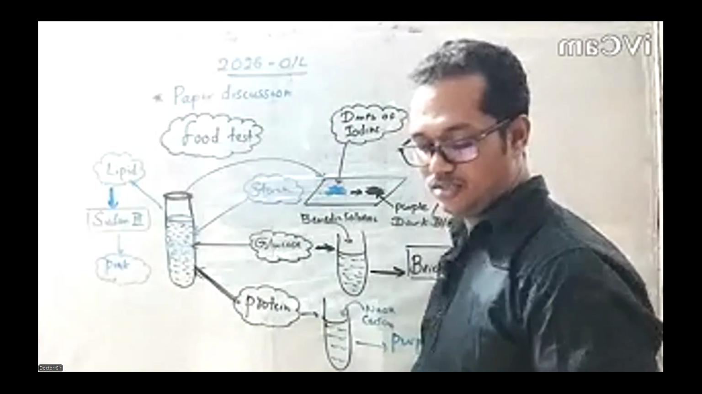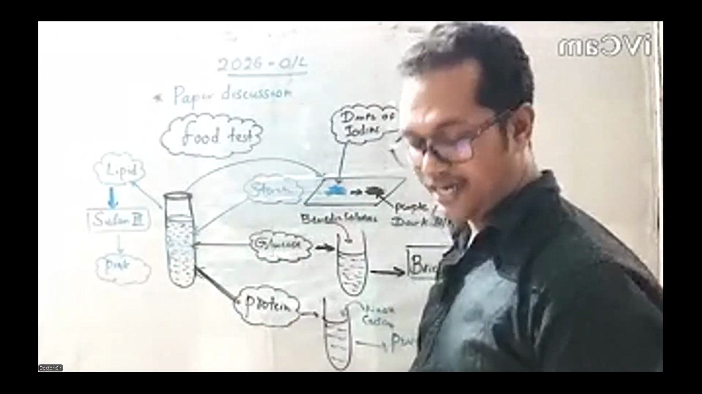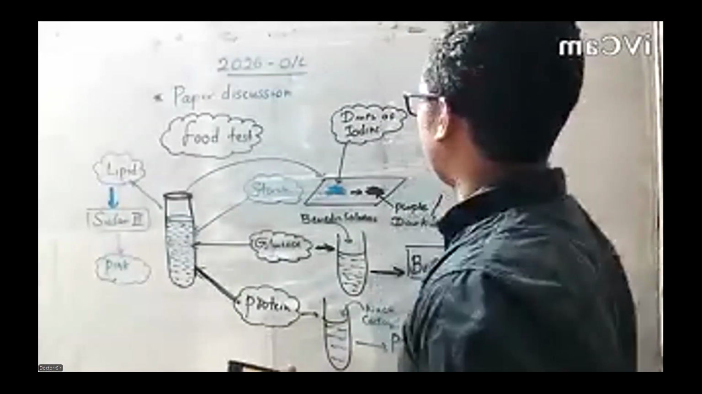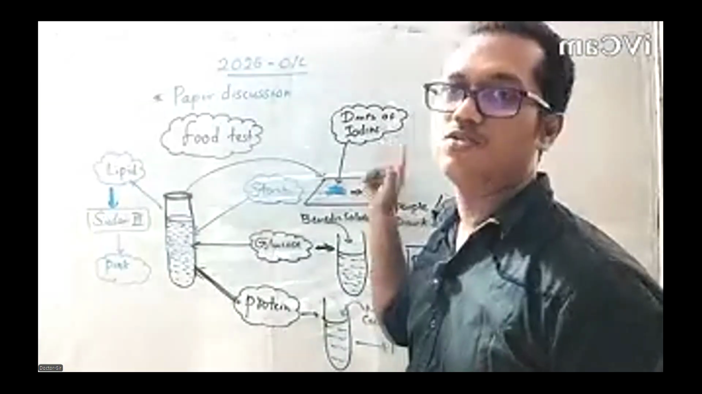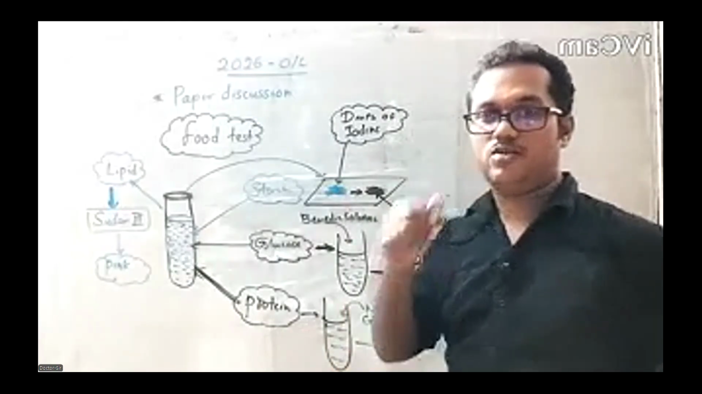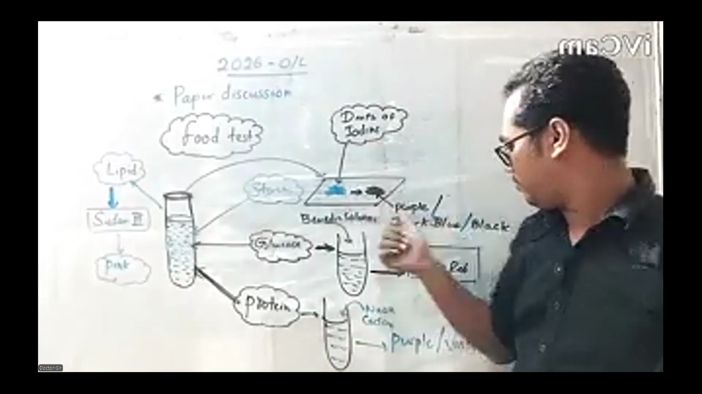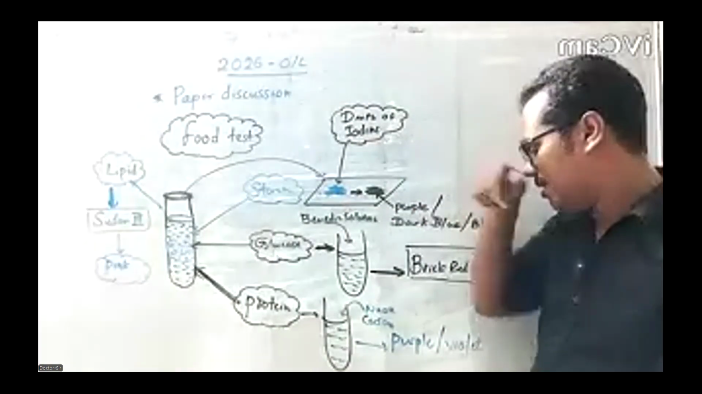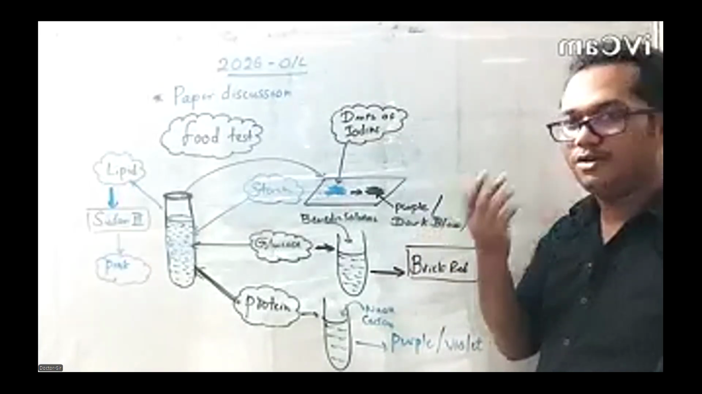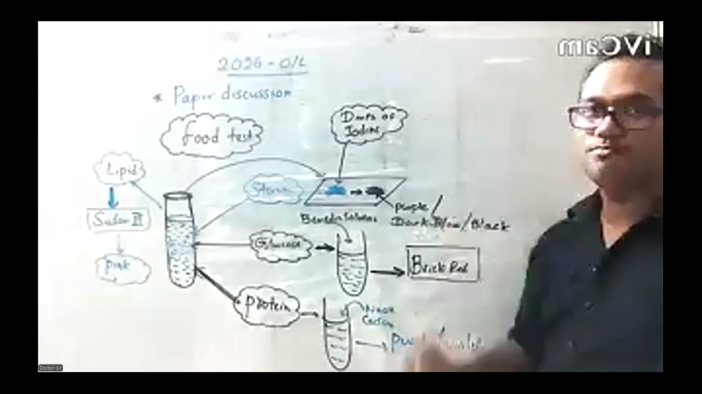First, the nutrient given is starch, then the name of the test is the iodine test. So what solution are we going to use? The solution is iodine solution. Okay, so write down there, the solution is iodine solution, right? So what is our observation now? Dark blue color or black or violet. We can say dark blue or black or purple, right?